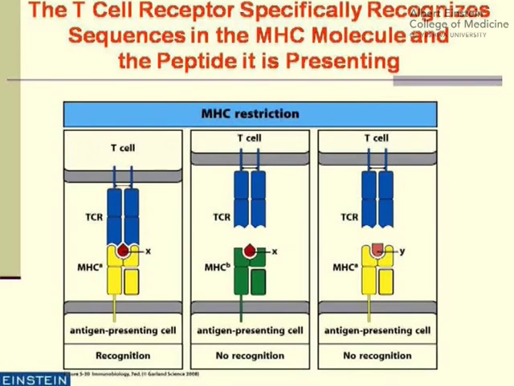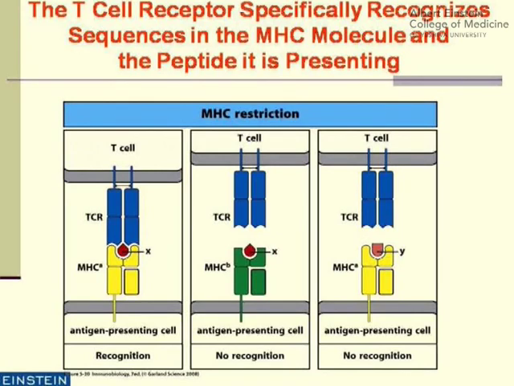Okay, so now again, class 1, class 2, CD4, CD8. Well, now the question is, what is the T cell receptor seeing? Is it only seeing peptide? Is it seeing some MHC? How much MHC is it seeing? What determines whether the T cell receptor recognizes the antigen or not? And it turns out that this is this important concept called MHC restriction.